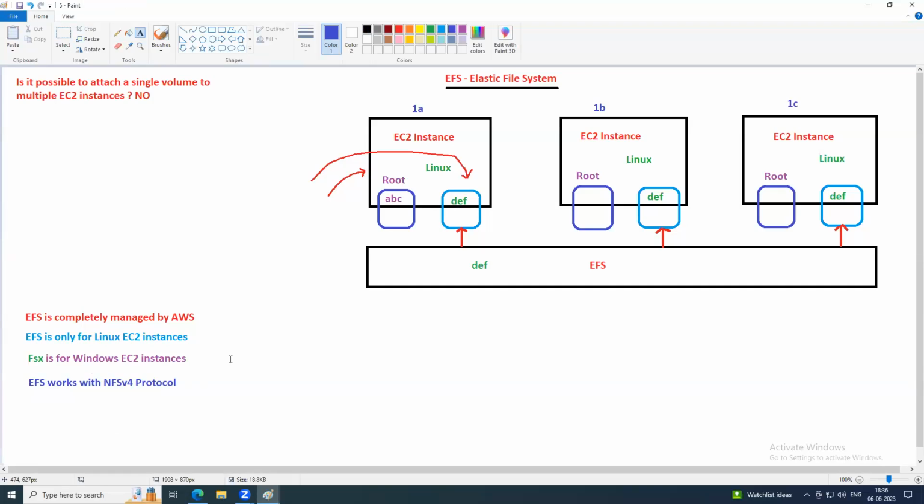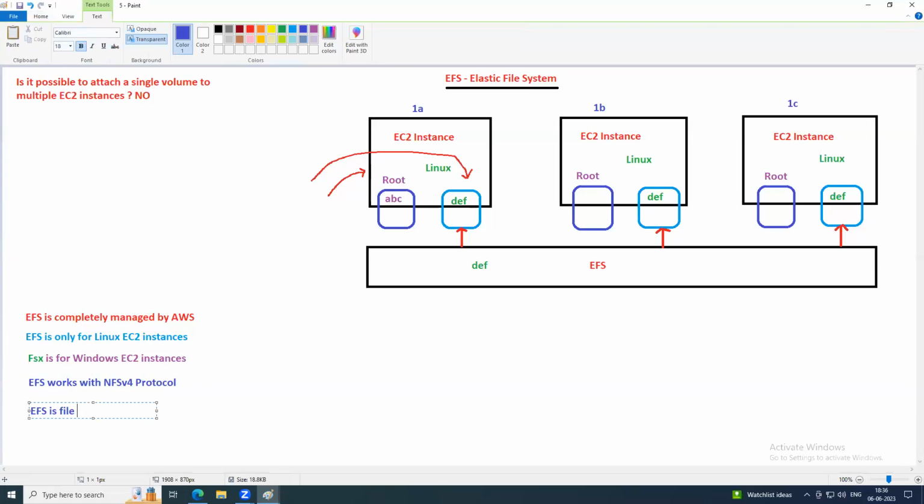Tell me, S3 is what based storage? Object based storage. EBS is what based storage? Block based storage. And EFS is file based storage.